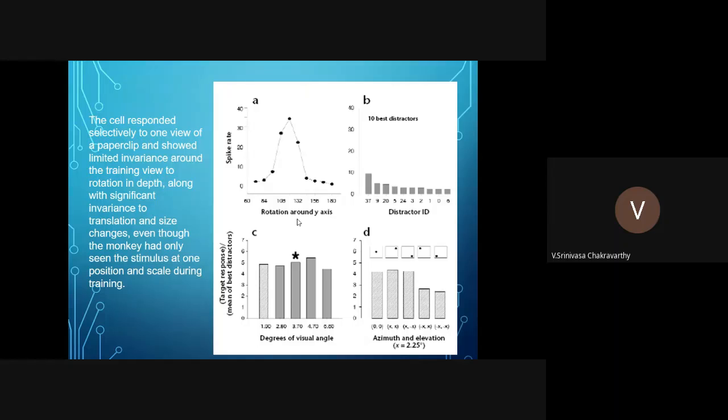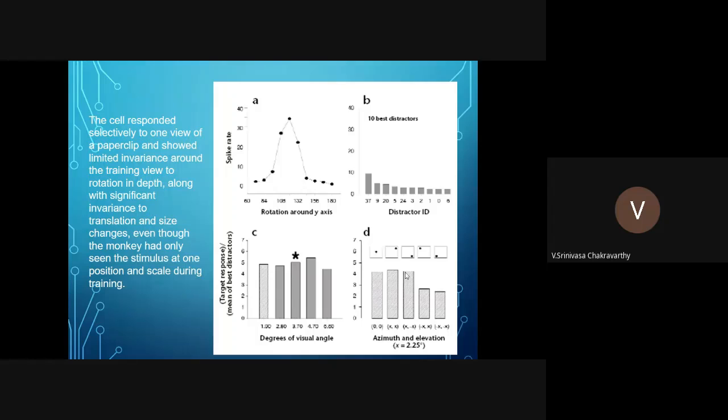Okay, and the response to the 10 best distractors: the neuron is responsive to some particular paperclip pattern, but if you show other paperclip patterns which it's not tuned to, it shows very low response, that you can see in figure B. But in visual angle, that is scale, if you move the object far, the visual angle that it subtends on the eye goes down. So that is like scale variation. So the neuron is fairly scale invariant, as you can see in figure C.